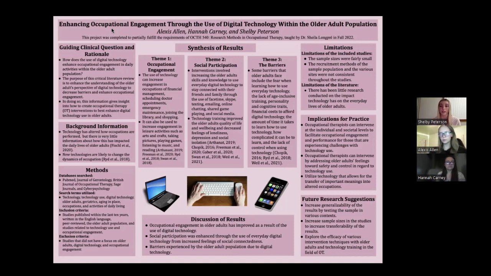For implications for practice, occupational therapists can intervene at the individual and societal levels to facilitate occupational engagement and performance for those that are experiencing challenges with technology use. Occupational therapists can also intervene by addressing older adults' feelings towards safety and control in regard to technology use, and utilize technology that allows for the transfer of important meanings into altered occupations, which means older adults are doing the same occupation but in a different way through the use of technology.